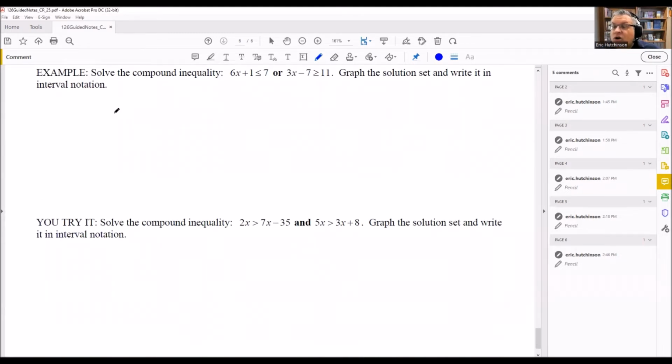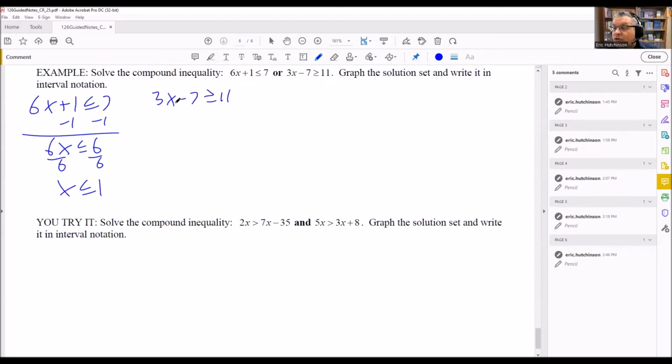This next one, we need to solve each of these first. So 6x plus 1 less than or equal to 7. We're going to subtract 1 from both sides. You get 6x is less than or equal to 6. Now you want to get rid of the 6 in front of the x. It's multiplication, so you undo it by division, and we get x is less than or equal to 1. But then we want to do the same thing with this other one, 3x minus 7 greater than or equal to 11. We first add 7 to both sides, so we get 3x is greater than or equal to 18. Divide both sides by 3. We get x is greater than or equal to 6.